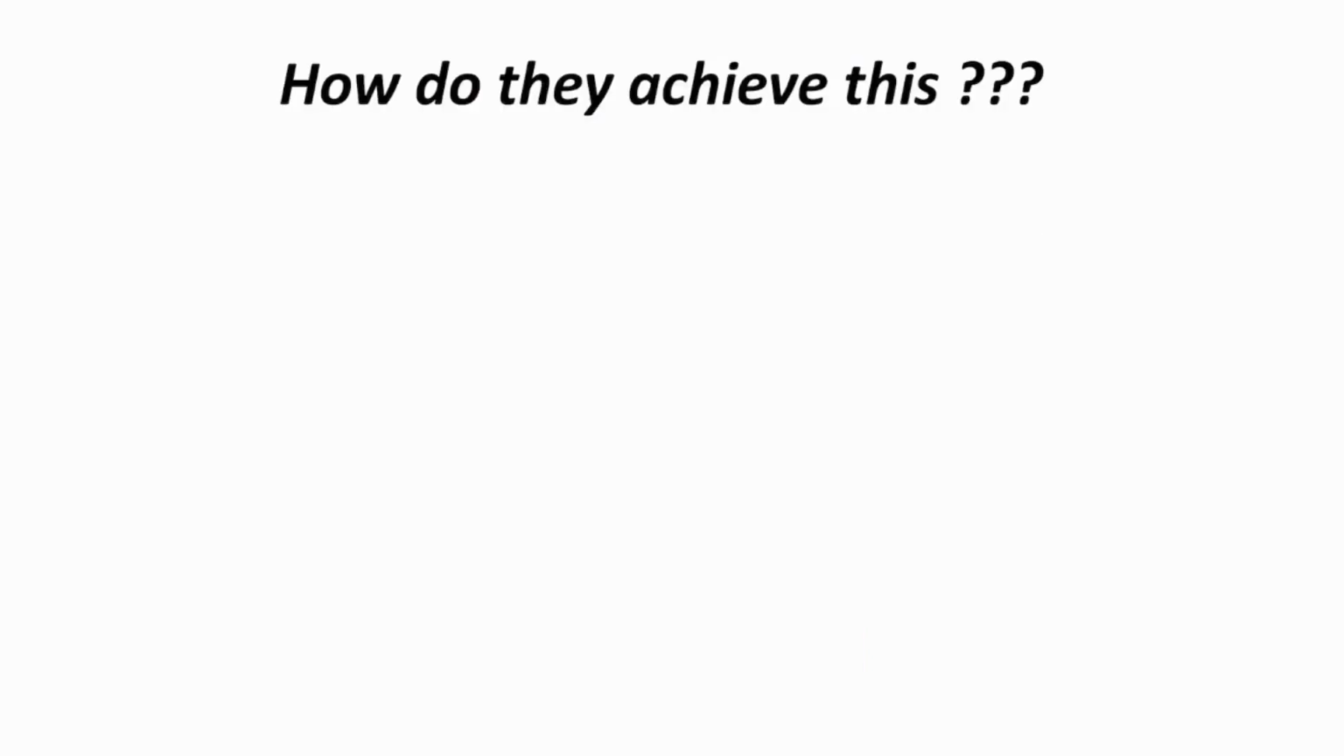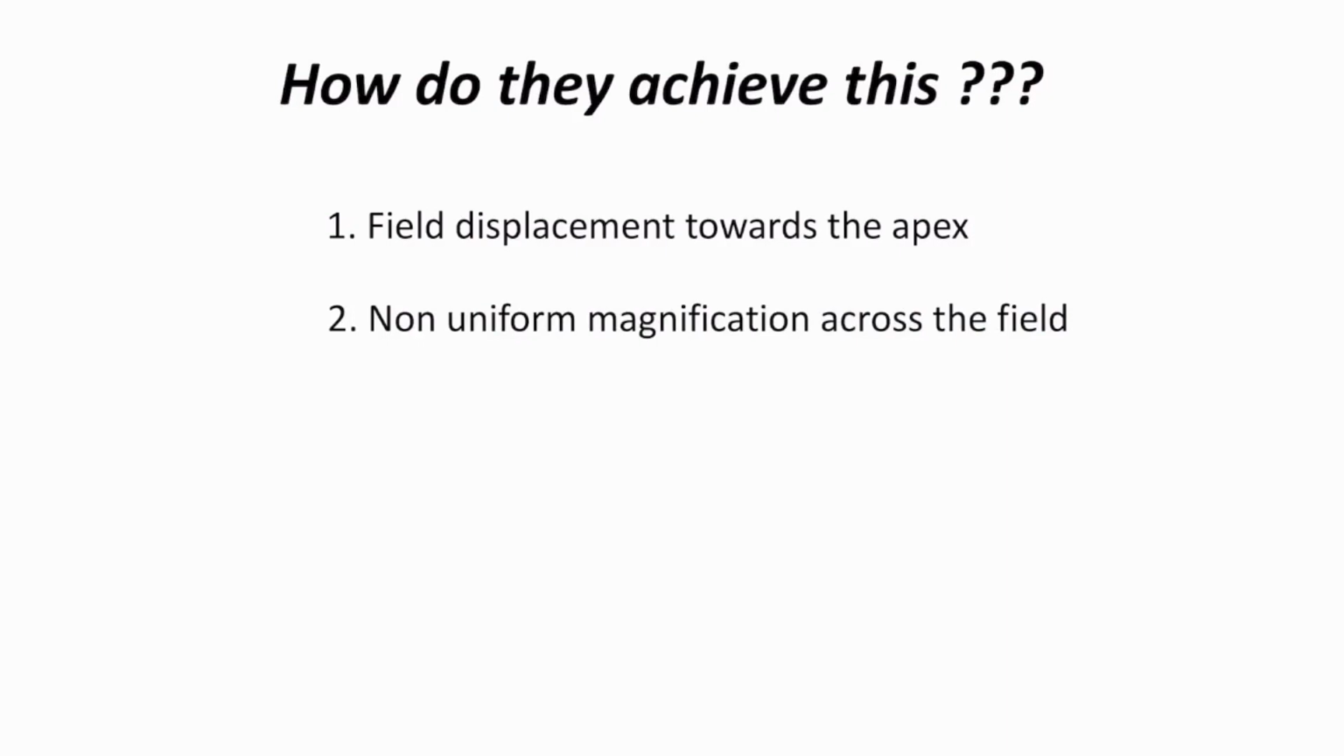When on, yoked prisms cause the following. First of all, they cause field displacement towards the apex. Secondly, they cause a non-uniform magnification across the field. That is, the objects near the apex appear magnified while the objects near the base appear minified. They also cause a midline shift, thus affecting a person's center of gravity and helping change the person's posture and stance.